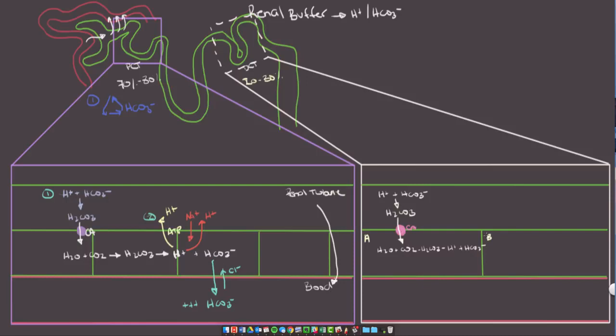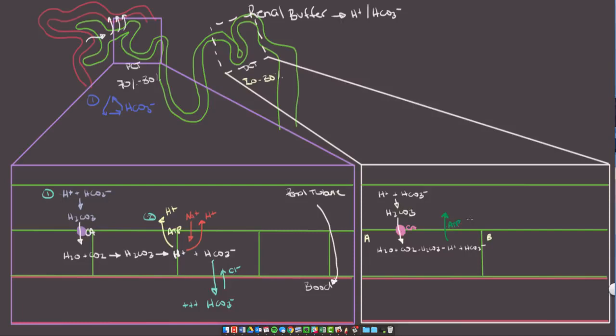So the important part of this intercalated cell type A is how we're actually going to manage getting rid of those hydrogen ions. We don't see a lot of difference in terms of how we manage the bicarbonate in these cells, but the way we manage the hydrogen ions is slightly different. So what's happening in these cells is we're going to get rid of hydrogen ions through the typical way which we talked about before. So that's the use of an ATPase.